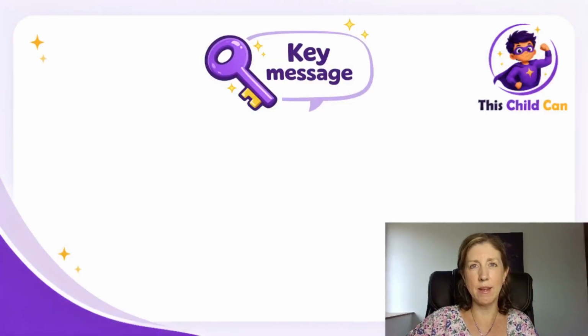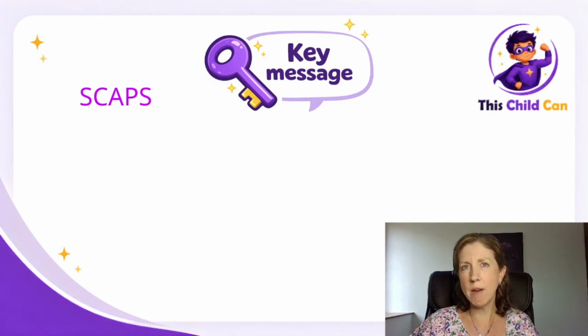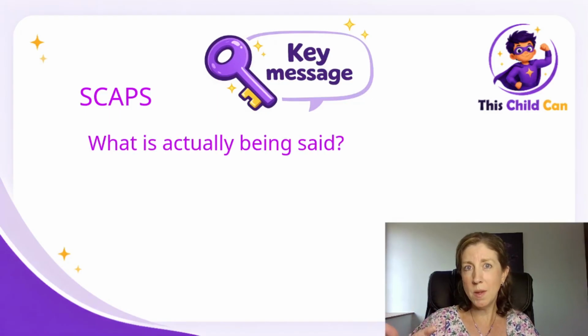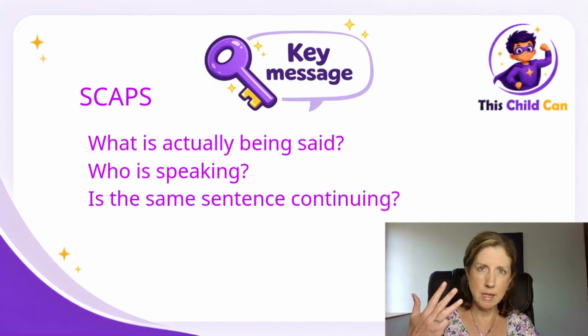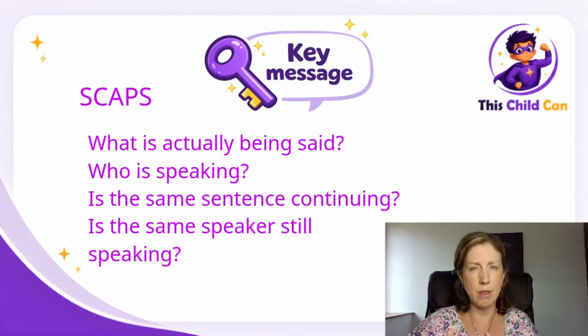So the key message here is that the basic SCAPS pattern helps children a lot. But when direct speech becomes trickier, children need to notice the structure of the sentence to get it right. So the four key questions to ask are, what is actually being said? Who is saying it? Is the same sentence continuing? And is the same speaker still speaking? Once children understand those answers and can give you the answers confidently, then that shows that they are understanding the punctuation and it makes more sense to them.